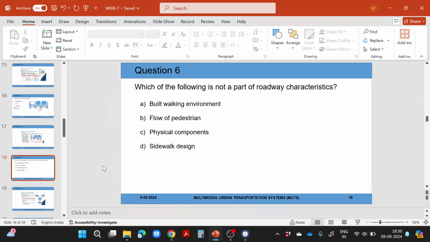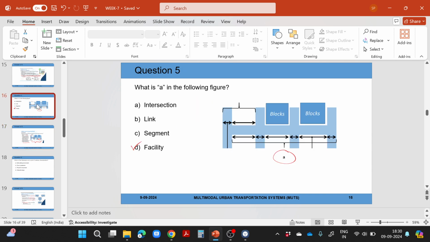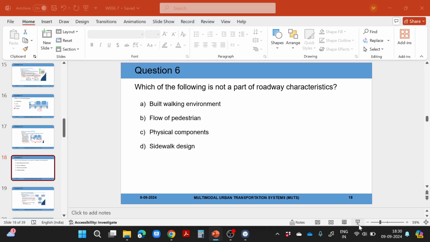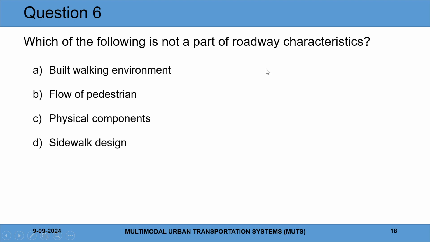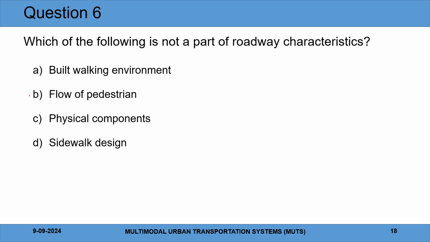Again, sorry for the inconvenience. This one we have discussed, that A is the facility. Then next is: which of the following is not a part of roadway characteristics? Built walking environment, flow of pedestrian, physical components, and sidewalk design. Right, B is the correct answer. This flow of the pedestrian is not a part of the roadway characteristics.